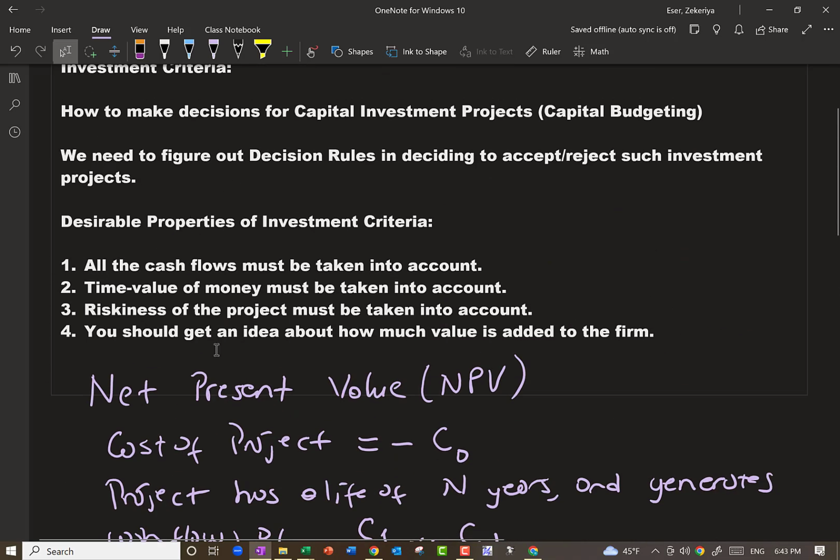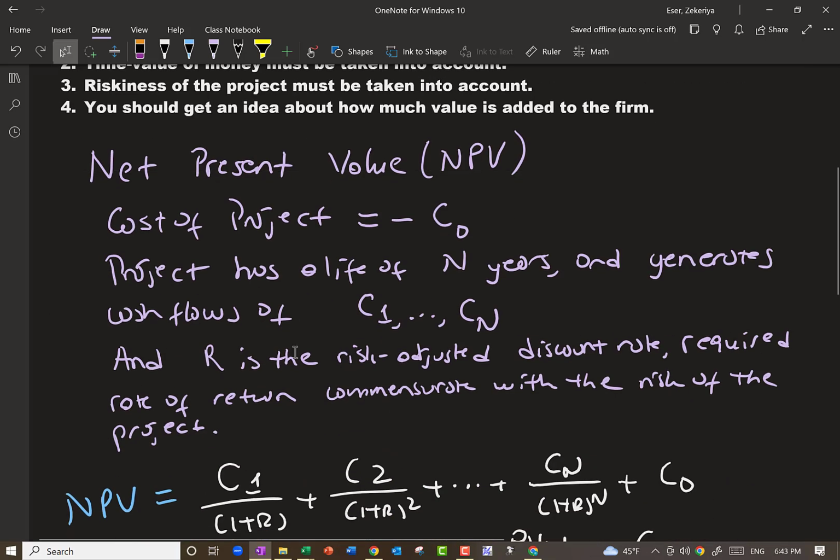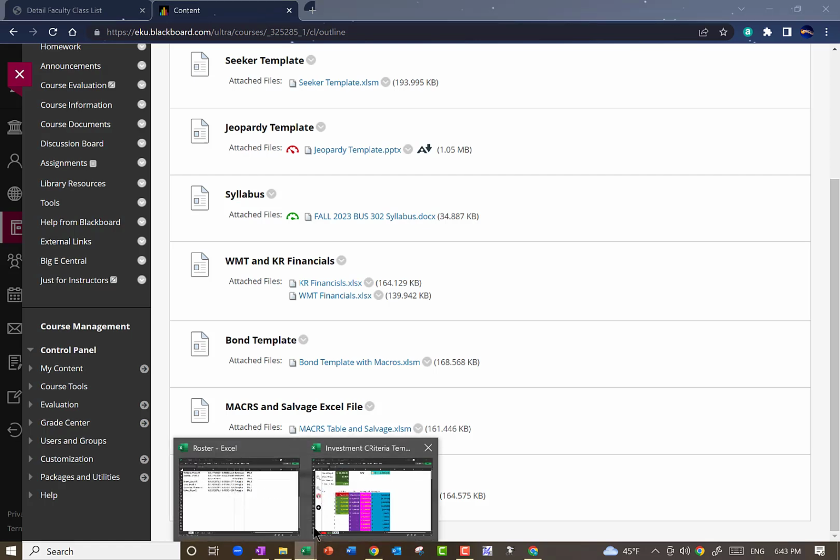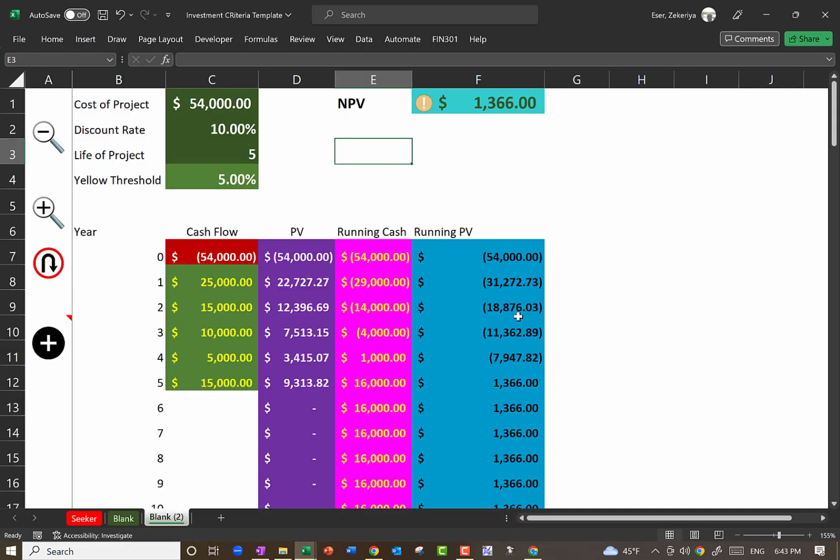Answering number 3 is kind of tricky. On paper, there is no risk adjustment, but the discount rate that you're using should be adjusted for risk to begin with. So in that sense, it does. And number 4, NPV is actually the definition of how much value this project adds to the firm. In this case, let me see where you are. This project, as I entered the numbers, adds $1,366 to the firm, or we estimate that it's going to add that much. It satisfies all the nice little criteria.